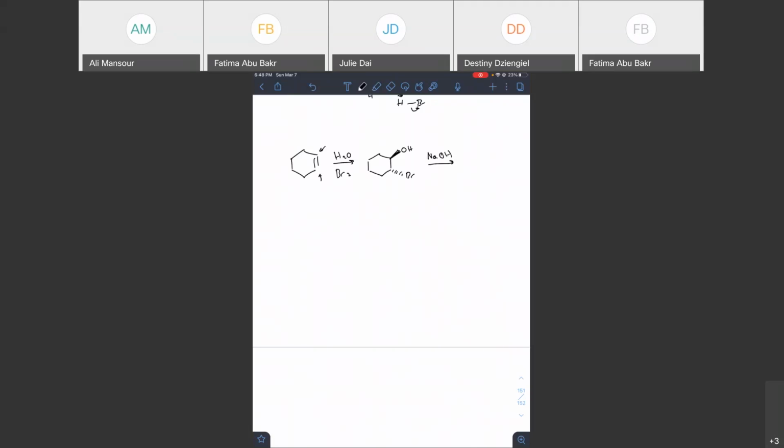NaOH and H2O. So this is something that's new and really important. What this does is it takes an OH and a Br and turns them into an epoxy. Now, when you have an epoxy, they're both syn, and there's an oxygen there. So these two series of things can take a double bond into an epoxy.